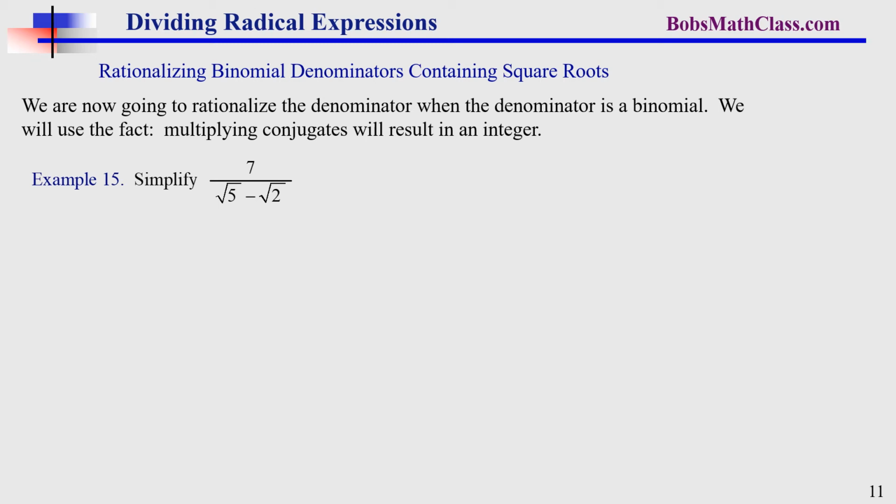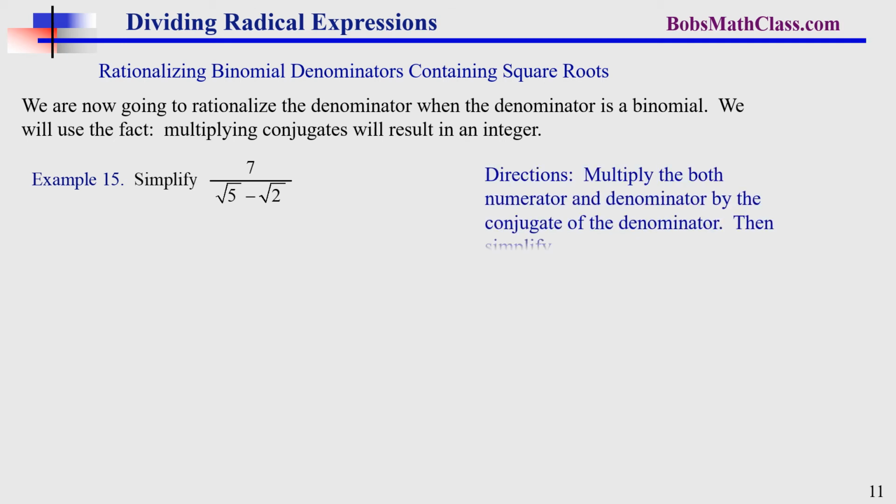So here's our first problem. 7 over the square root of 5 minus the square root of 2. So we need to get rid of the radicals in the denominator. There's 2 of them in this problem. So you're going to multiply by the conjugate. This will get the job done. What's the conjugate of square root 5 minus the square root of 2? It's exactly the same thing, but the opposite sign in the middle. So we're going to multiply it by the square root of 5 plus the square root of 2. Whatever you do to the bottom, you've got to do to the top.